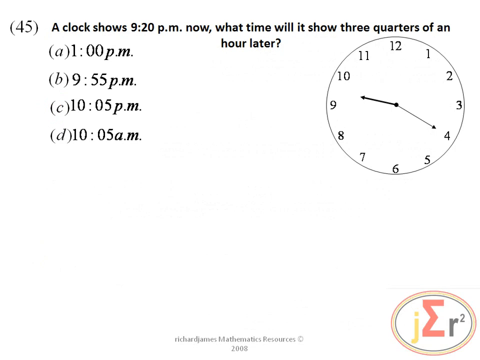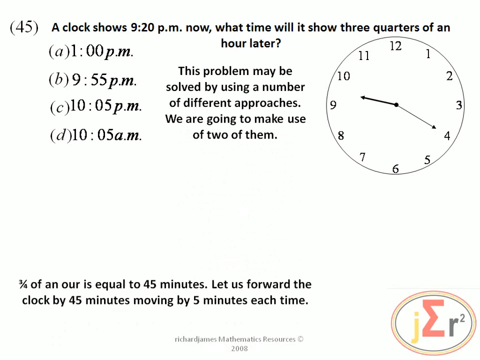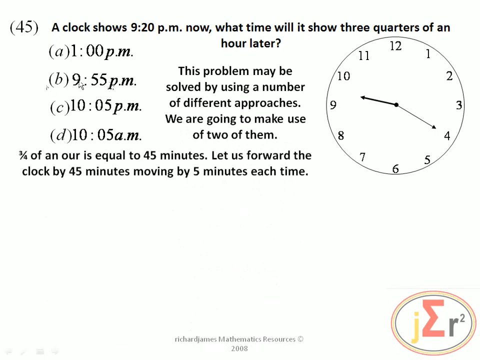A clock shows 9:20 p.m. now. What time will it show 3/4 of an hour later? This problem may be solved by using a number of different approaches. We are going to make use of two of them. So we are going to take note that 3/4 of an hour is equal to 45 minutes. So let us forward the clock by 45 minutes, moving by 5 minutes each time. So that is what we are going to do.